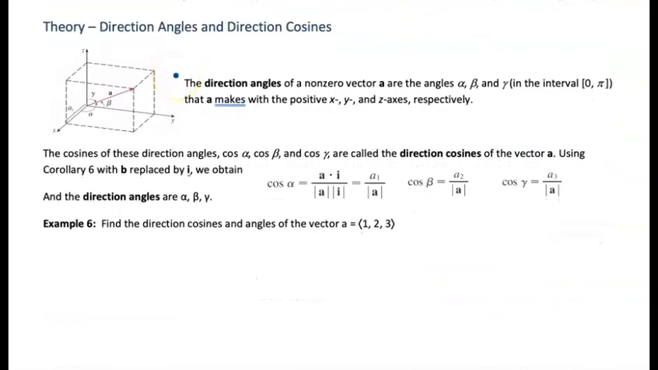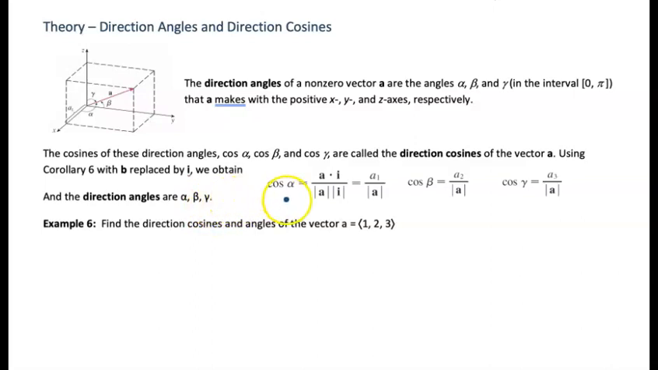Direction angles and direction cosines. So if we're looking at the first octant, where the x, y, and z values are all positive, we have these three different direction angles. If we have any vector in the first octant, the angle between this vector and the x-axis is alpha. The angle between this vector and the y-axis is beta, and the angle between this vector and the z-axis is gamma. So we have what are called these direction angles, alpha, beta, and gamma.